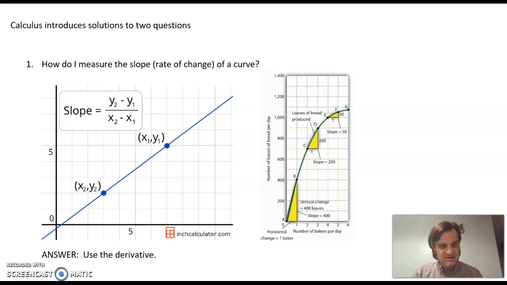The first we've already answered, which is how do I measure the slope or the rate of change of a curve? And right here in the first graph, we learned this in algebra. If our line is straight, we have a slope formula for that. But if we have a curve, what we see here is the slope is different at different places. The rise over run, or the change in y over the change in x, is different as we move along the curve. And what we figured out was this limit definition of the derivative would give us the slope anywhere along this curve.